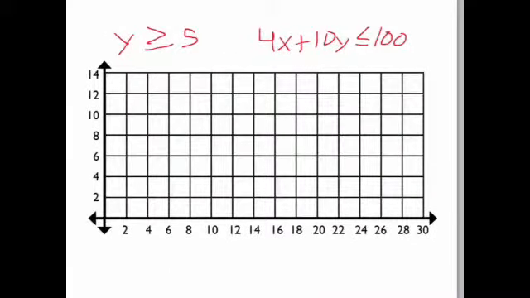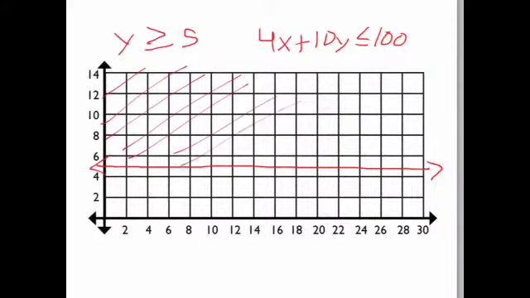I'm going to graph my first one in red. That has a y value of 5, and it can be equal to 5. So this entire line here, it's horizontal, is y equals 5. And it says it needs to be greater than, so I'm going to shade up above. I'm going to do my slanted shading just so it's a little bit easier to see. So it looks like this, and it's wonderful.